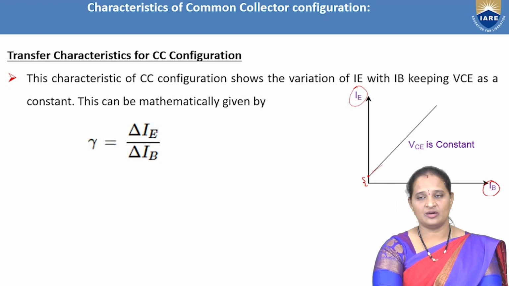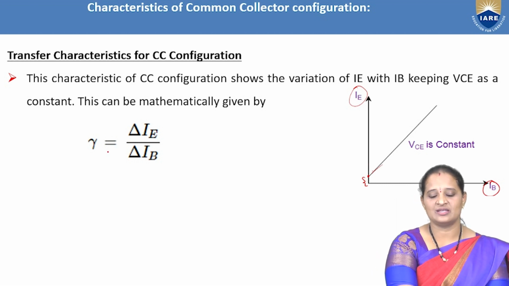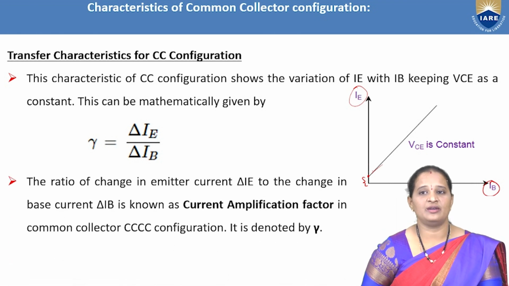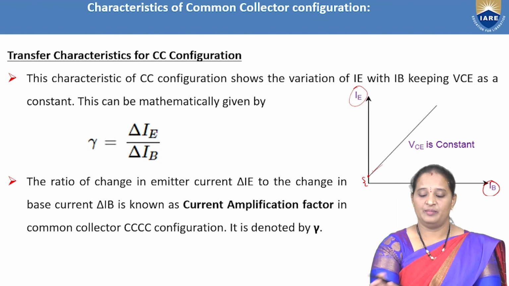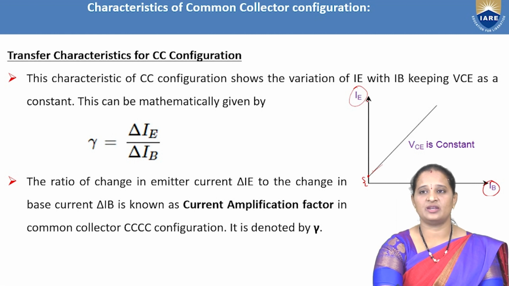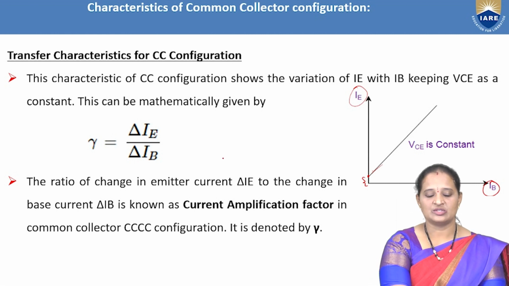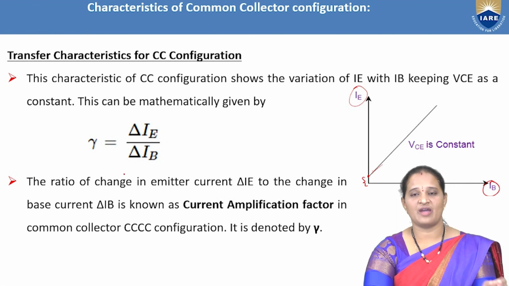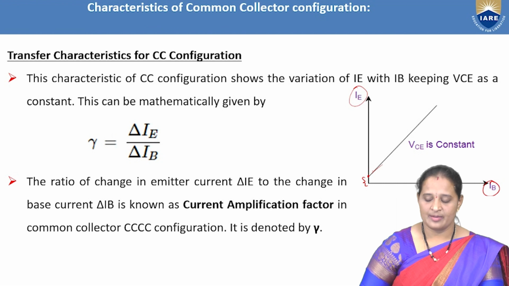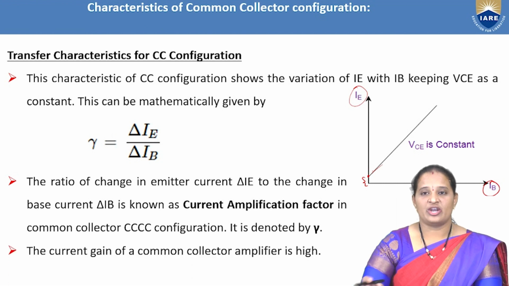And from this characteristic curve, we can define a parameter which is known as the current amplification factor or current gain, which is defined as the ratio of change in emitter current to the change in base current, because it is the gain. Gain is always defined as a ratio of output to input. So the output current is IE and the input current is IB. So gamma is the current amplification factor in common collector configuration, defined as the ratio of change in emitter current to the change in base current.